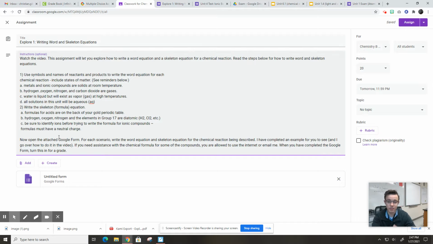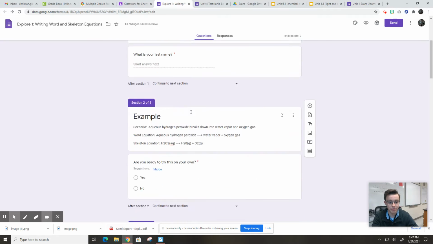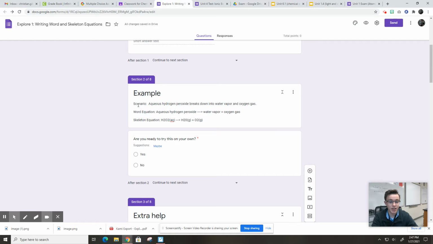Now, the best way to figure out how to do this is just to see an example. So let me show you an example here. Here's the scenario. Aqueous hydrogen peroxide breaks down into water vapor and oxygen gas. And so here we have this chemical reaction being described. What we want to do is take that and put that into a word equation. So we have aqueous hydrogen peroxide. The words breaks down imply that there's some kind of chemical reaction.